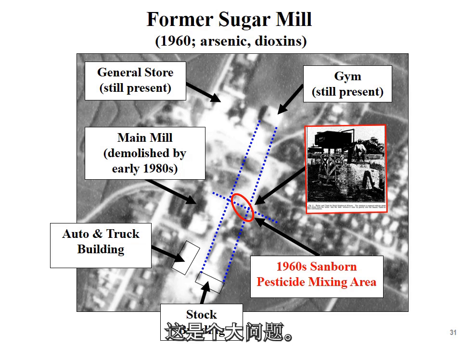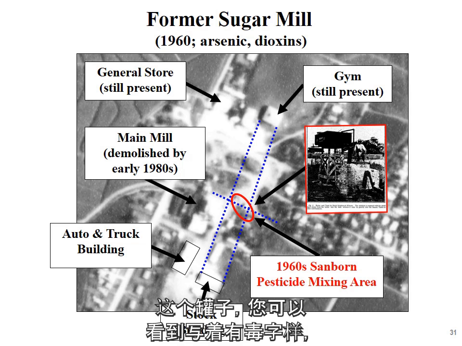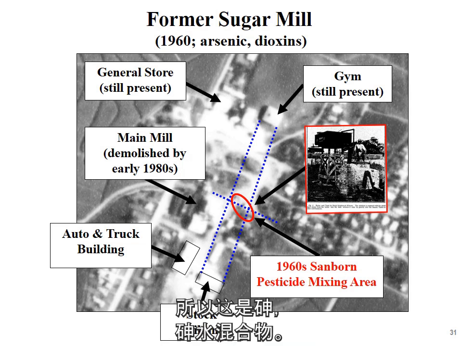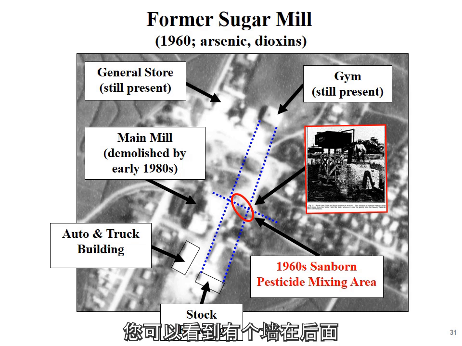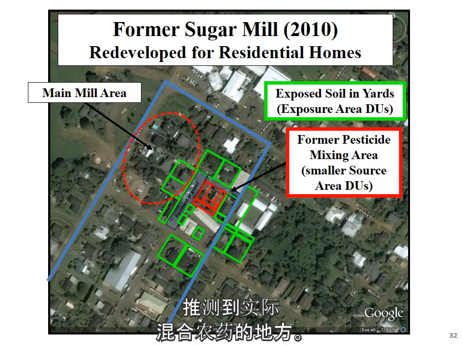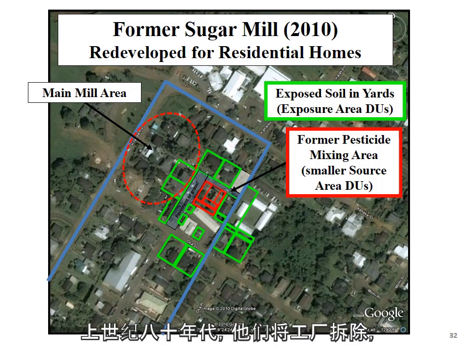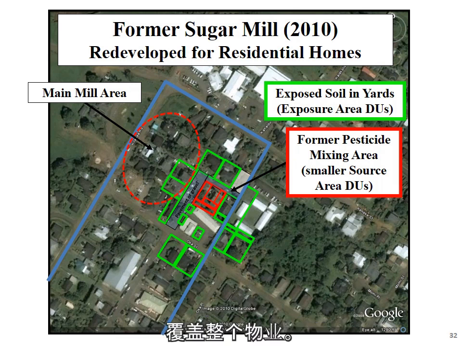Big concern there. Laura actually found a picture from 1914. This guy is on the poison crew. This tank, if you could read it, says poison. So this was arsenic. It was a water-arsenic mixture. They would mix it up inside of here, and then the workers would carry it out to the fields and spray it in the fields for weed control. So Laura looked at this picture here, and you see there's a wall behind it, and there's some trees and such. Actually, she was able to go back to the neighborhood and estimate exactly where that pesticide mixing was. Well, in the 1980s, they knocked the mill down and redeveloped the entire property for residences. So now there are single-family homes across the entire property.